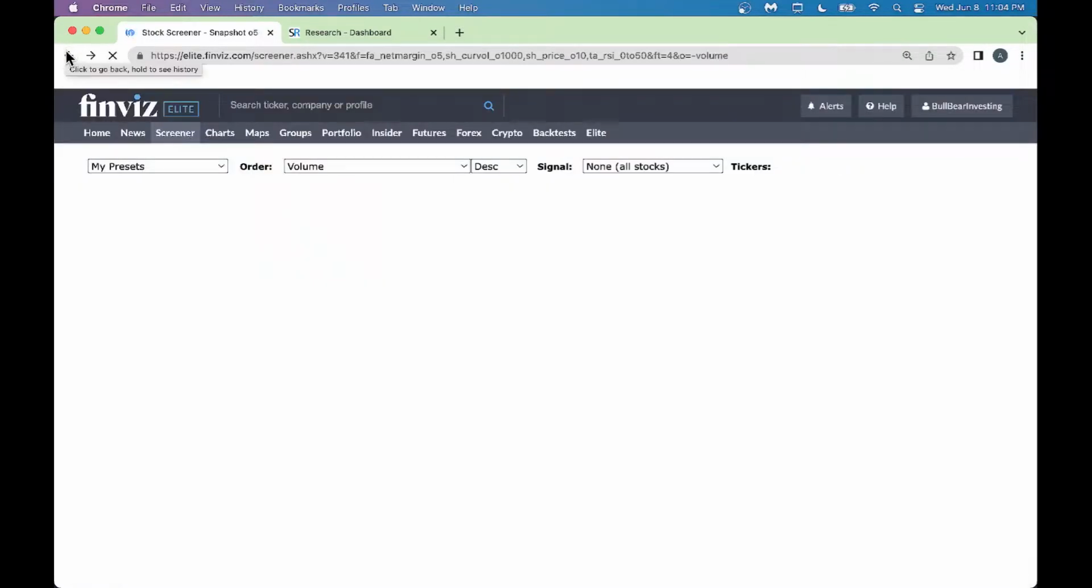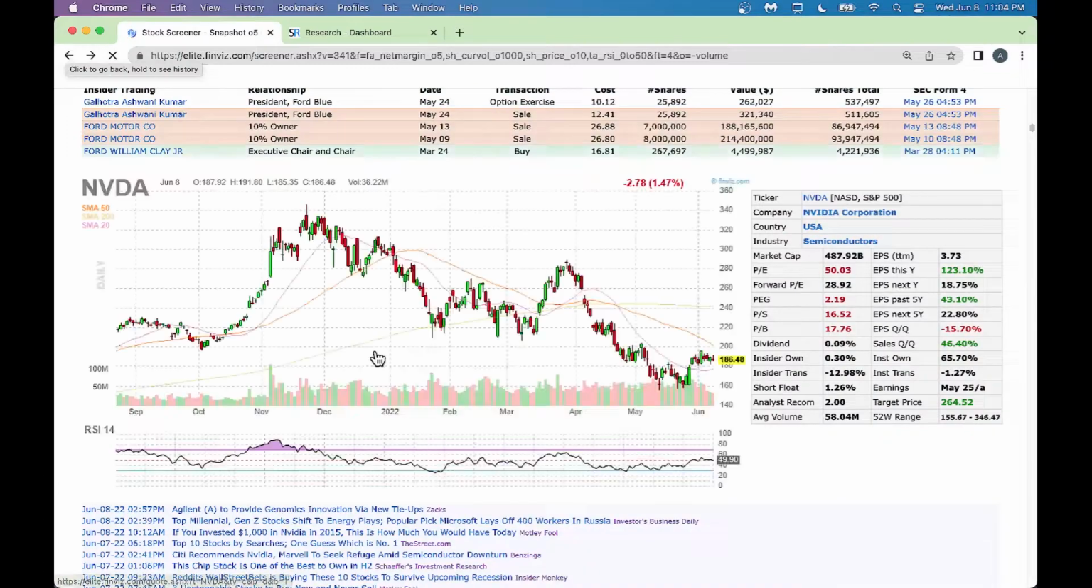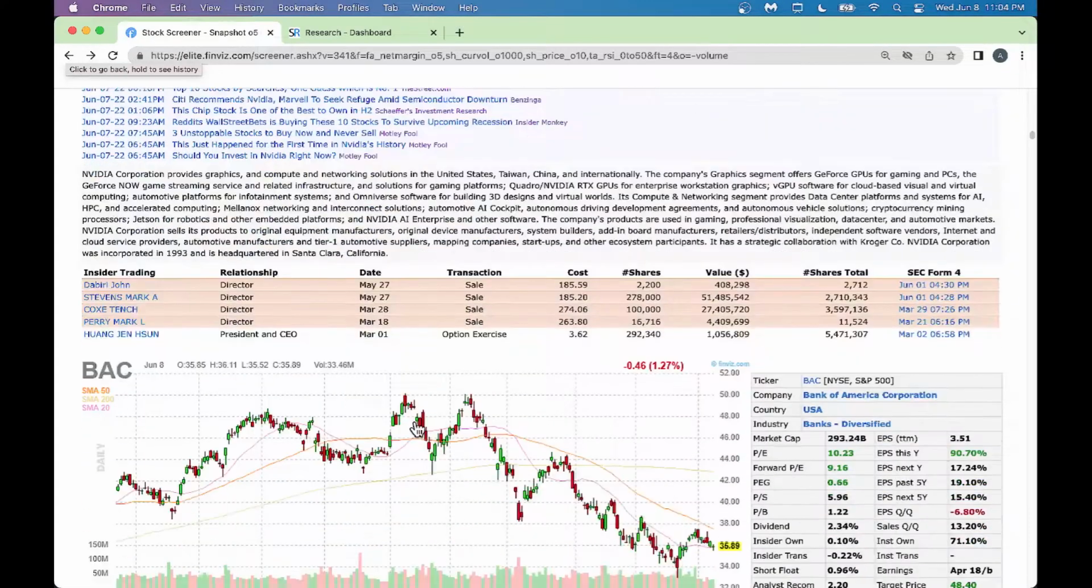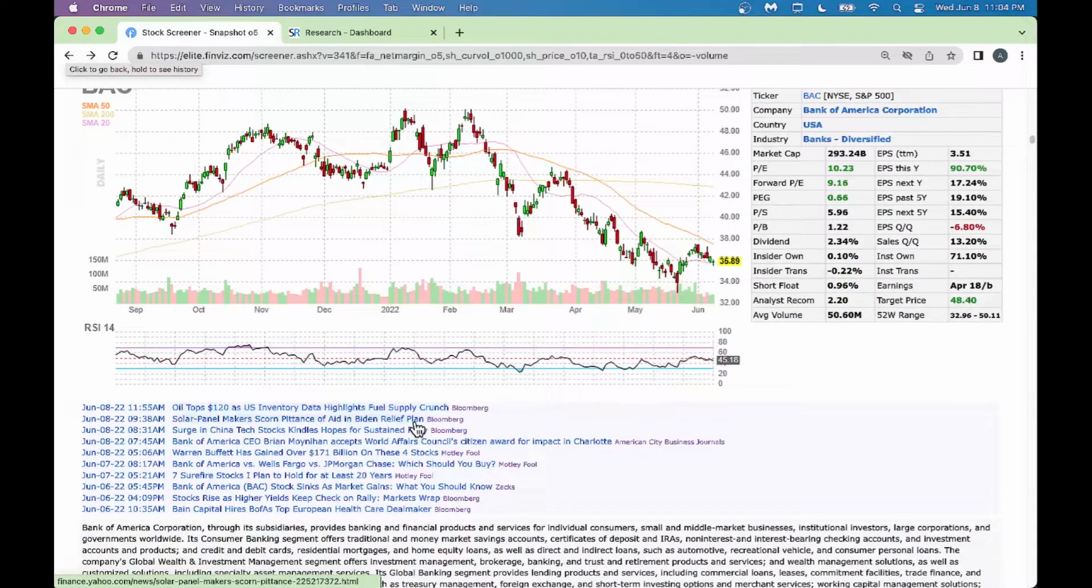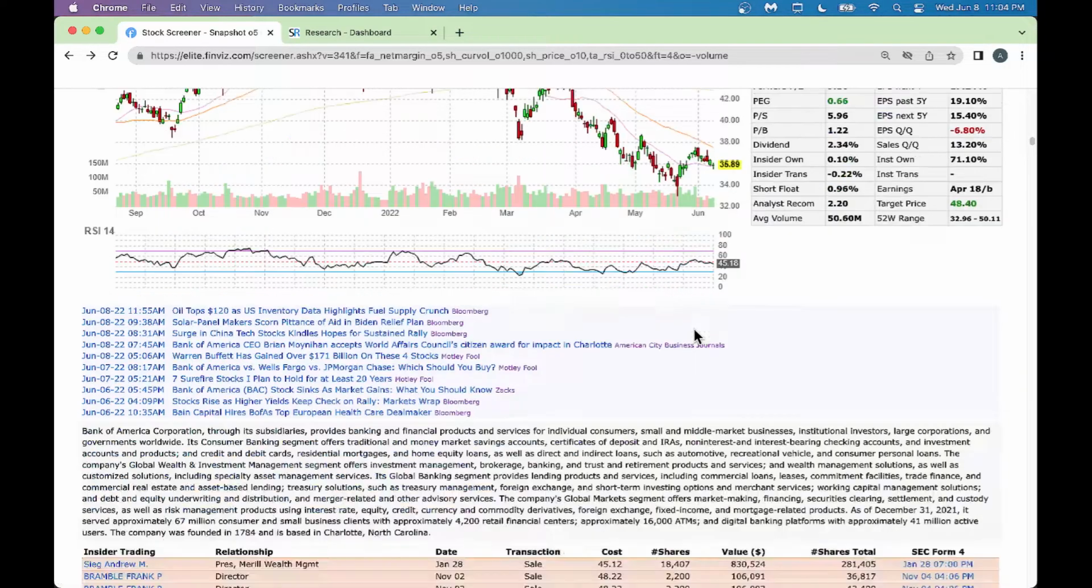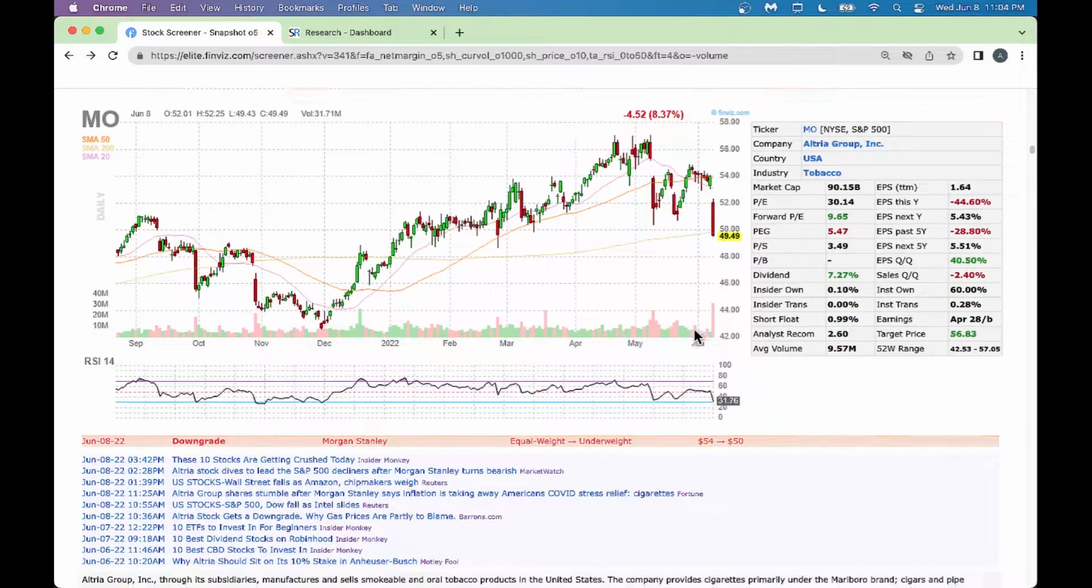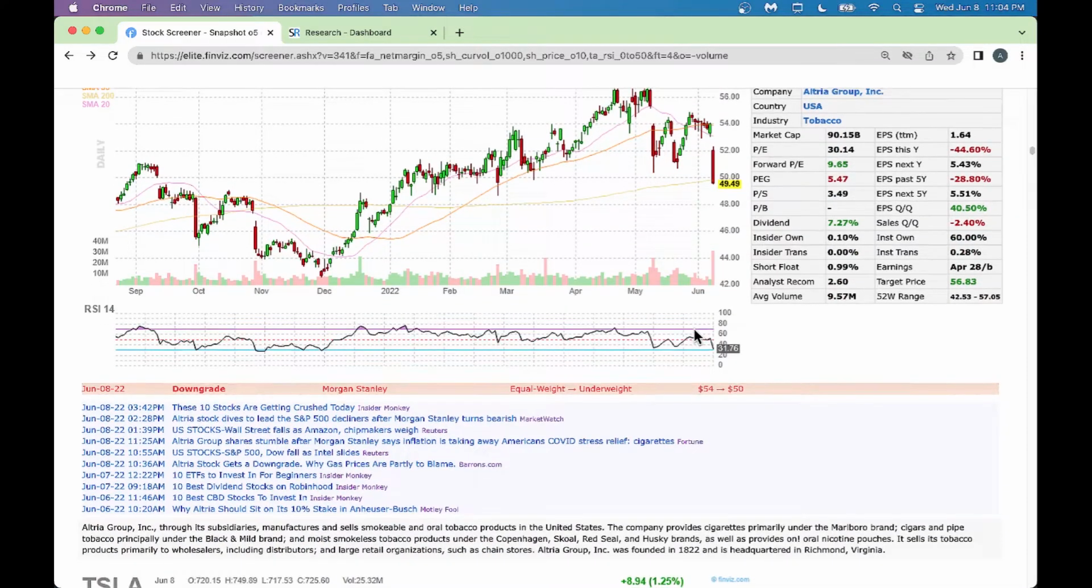And as we scan through, we got a few more things going on here. And we got Bank of America. This is a good stock. It's been down for a while now. The financials are down. I think this is a good one to pick up slowly. This can be a good one here. And as we scan through here, we got Philip Morris. Looks like Morgan Stanley turned bearish. That's why it's coming down here.